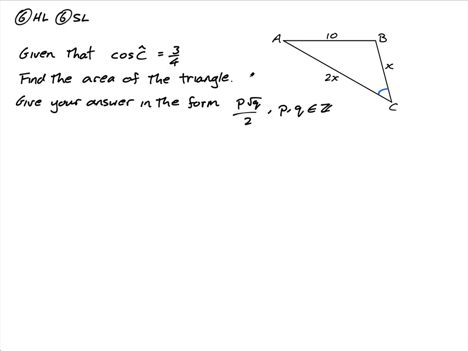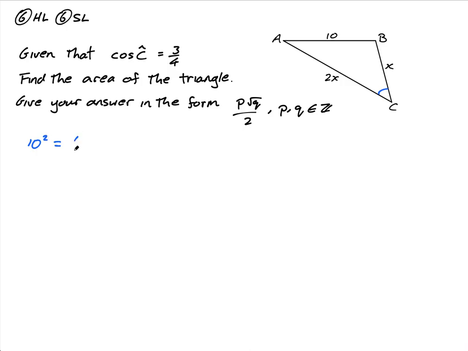But first, we need to find the value of this x. And to do that, we're going to use the cosine rule. I know it's the cosine rule because I have 3 sides and this angle. I can form an equation nicely with the cosine rule. So the equation I'm going to form is this squared. The cosine rule is this squared equals this squared plus this squared minus 2 times this times cos of this.